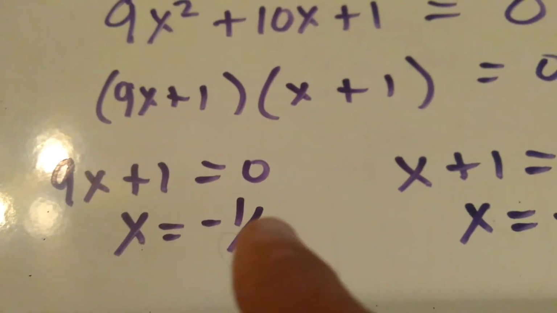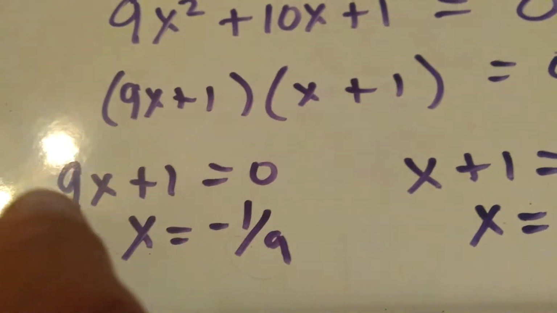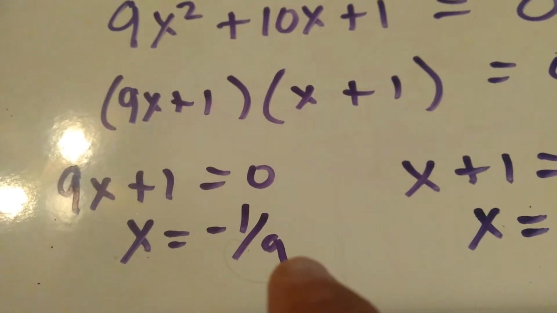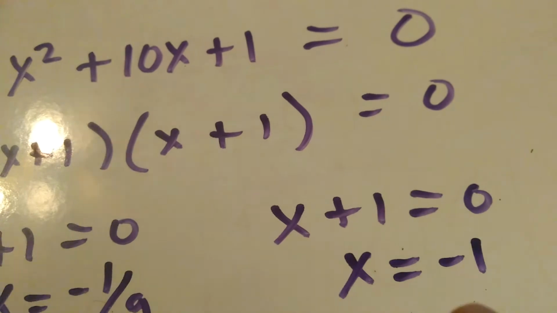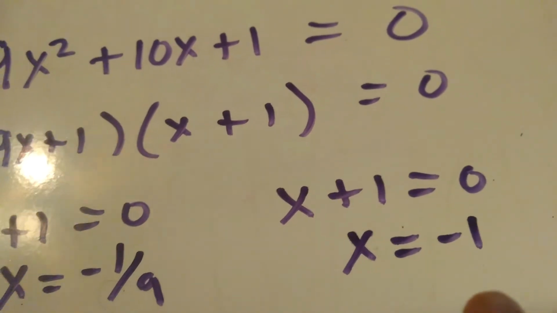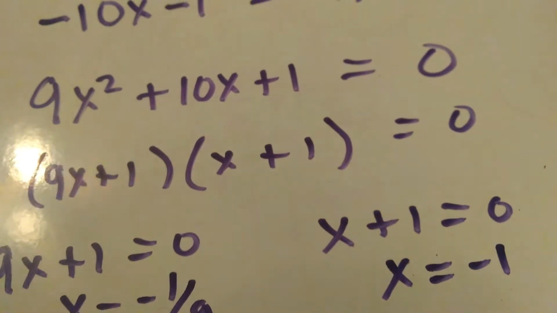We set each factor equal to 0 and solve. Subtract the 1 over, divide by 9, we get x equals negative 1/9. Subtract the 1 over, we get x equals negative 1. And we're where we need to be.